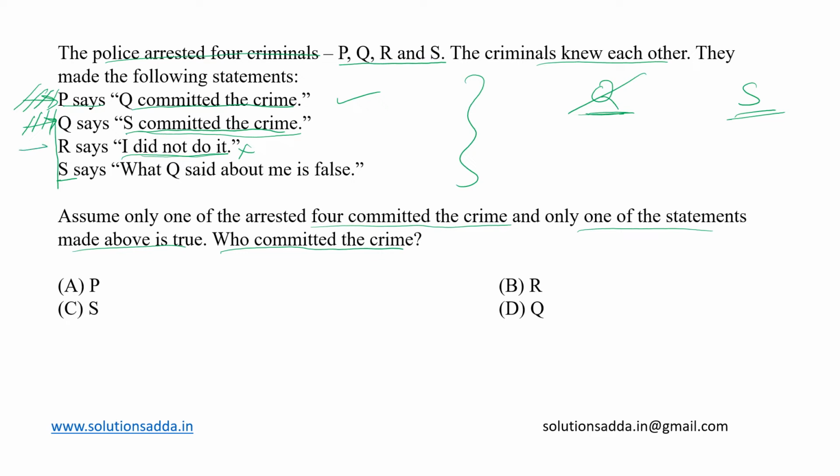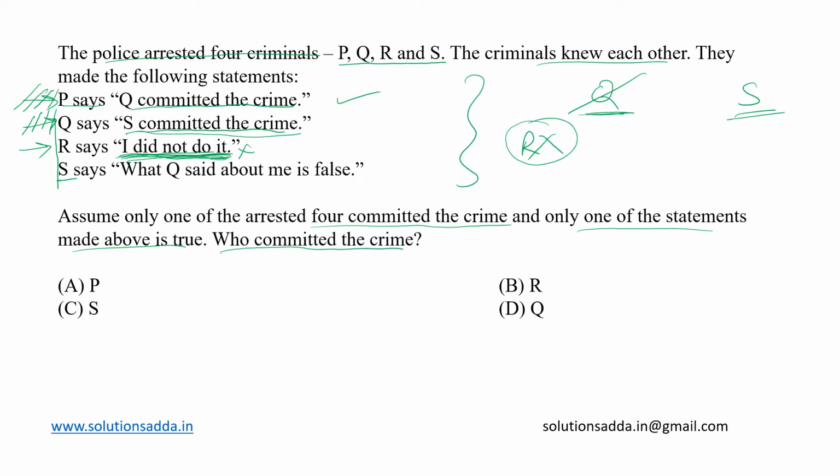Now we shall come to R and assume that R is speaking the truth, others are not. So R says I did not do it, which means this time we will assume that R is not the criminal, so that he speaks the truth this time. We assume this statement to be correct. R is not the criminal. Okay, now let us see if others are supporting it.